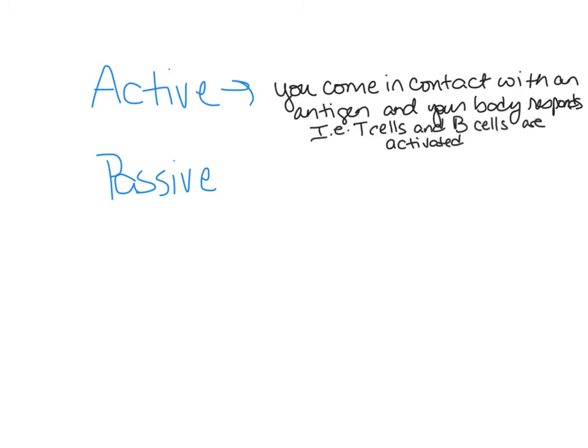The T cells are going to become activated, and the B cells are going to become activated, and they're going to mount this huge immune response against that antigen. That's active because your body is actually actively doing something to stop it.